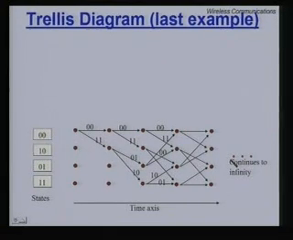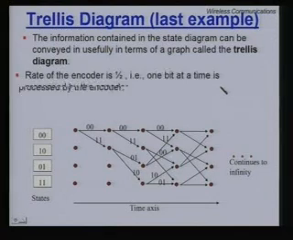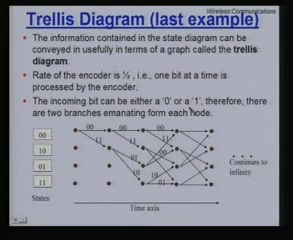That is why trellis codes can be stronger than the linear block codes in certain cases. So, the information contained in the state diagram can be conveyed usefully in terms of the graph called the trellis diagram. In this case, the rate of the encoder is half, because 1 bit comes in and 2 bits go out. So, the incoming bit can either be 0 or 1, therefore, there are only 2 branches emanating from each node.